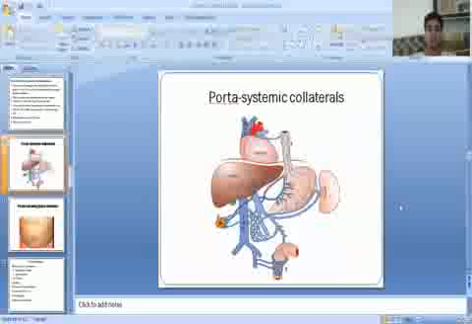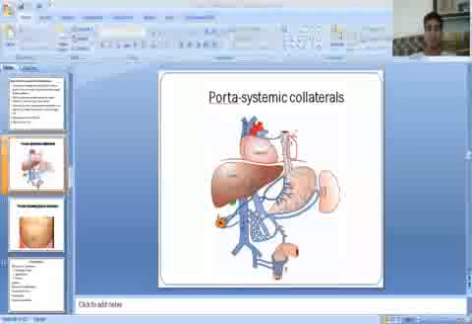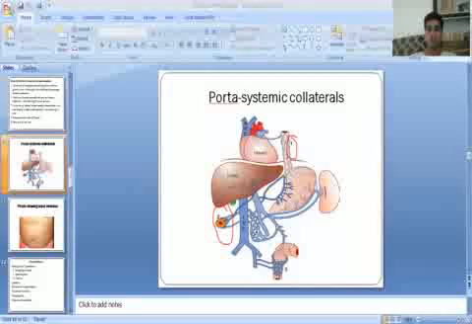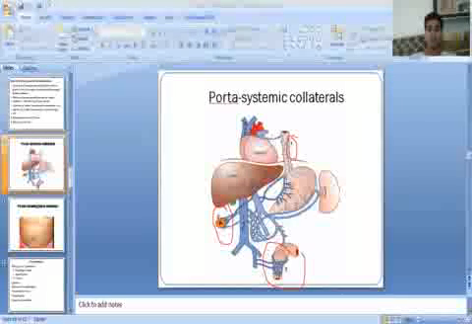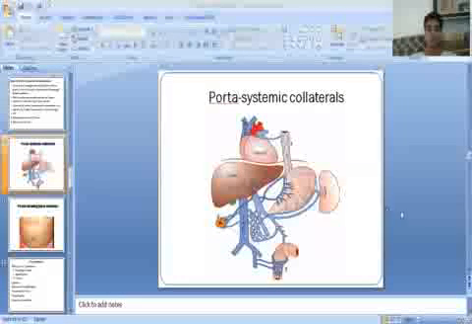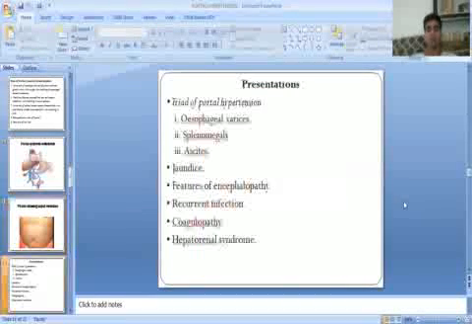As you can see, this one is 1, 2, 3, and the bare area of liver also. Okay, students. Photo showing caput medusae.